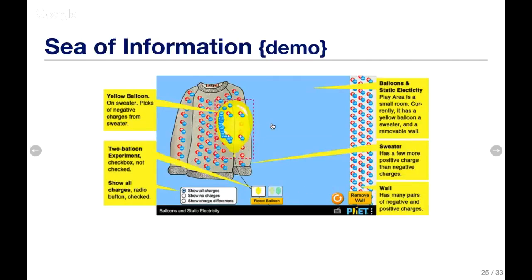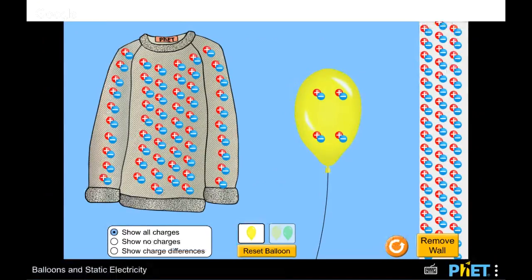So now I'm going to demonstrate the simulation with a screen reader. So I'm going to unplug my headphones and turn on VoiceOver. Oh, I'm going to open up my sim first and turn on VoiceOver. VoiceOver on, Safari, Balloons and Static Electricity, window, Balloons and Static Electricity has keyboard focus. And then I'm going to explore the simulation in a similar way as I did before, but now with the keyboard and with VoiceOver on.